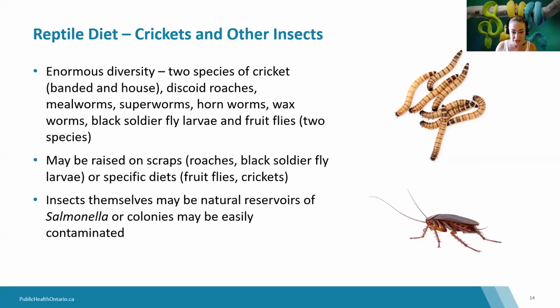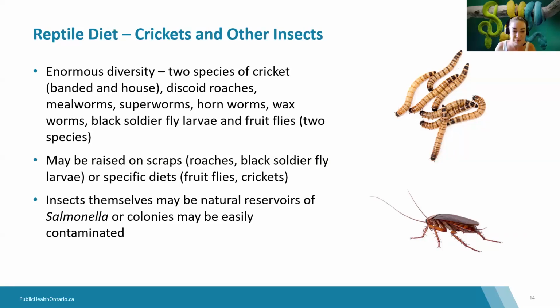Insects themselves can be natural reservoirs of salmonella, or it's very easy to contaminate these colonies, right? You can't add a lot of antibacterial agents, for example, to fruit fly larvae, or you'll kill your fruit fly. So these are high nutrient systems that can become contaminated, and at a factory level, you can potentially contaminate the entire system. So there's the potential for insects to contaminate a lot of reptiles.